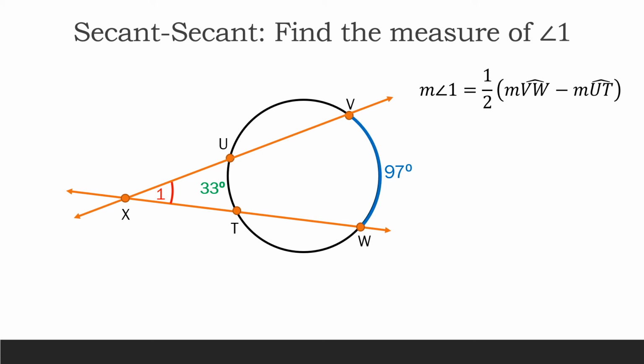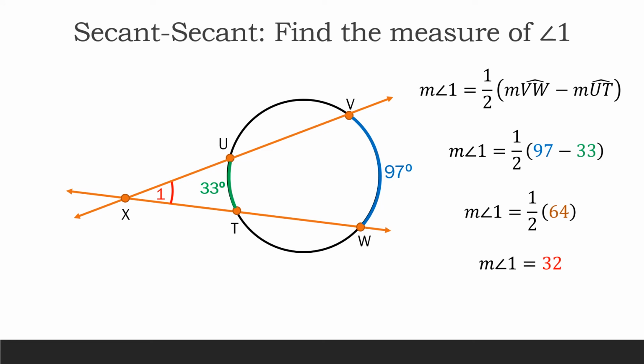Or in this case, we would say 97 minus 33. 97 minus 33 is 64. Half of 64 is 32. So the measure of angle 1 would be 32.